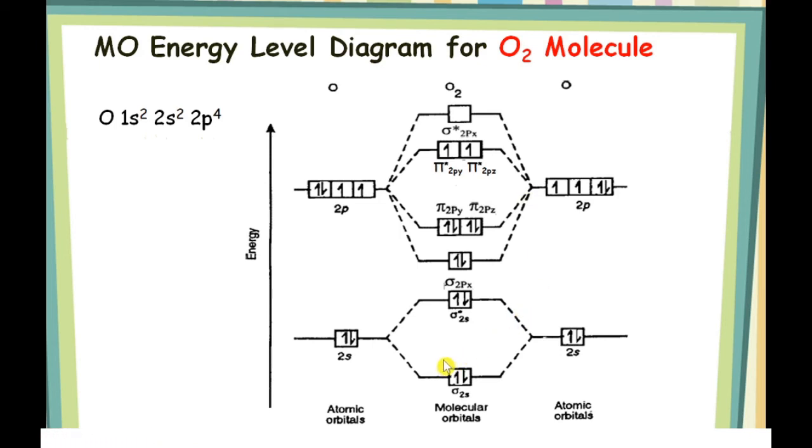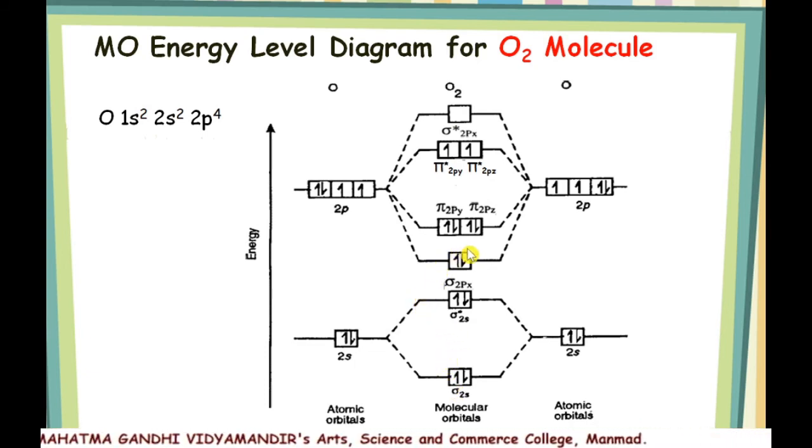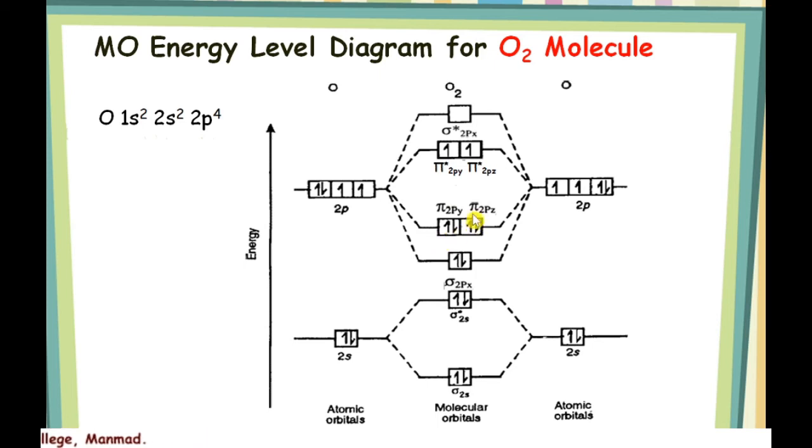The first 2 electrons go to the sigma 2s bonding molecular orbital. Next 2 electrons are occupied in sigma star 2s anti-bonding molecular orbital. After this, 2 electrons go to the sigma 2px BMO, and next 4 electrons go to the pi 2py and pi 2pz bonding molecular orbitals. Those are the degenerate molecular orbitals.